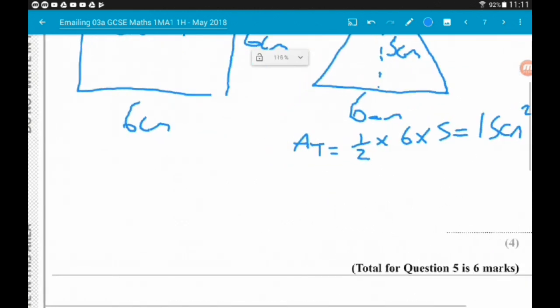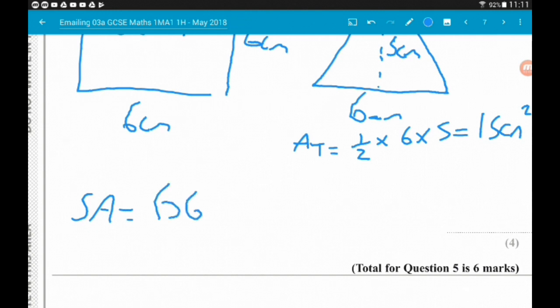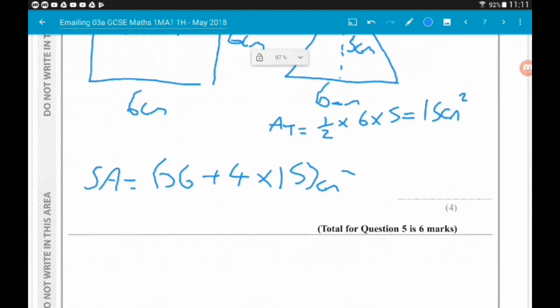So the total surface area is the square. So 36, add 4 of the triangles, 4 times 15 centimeters squared. So that's 36, add 60, which gives us 96 centimeters squared.